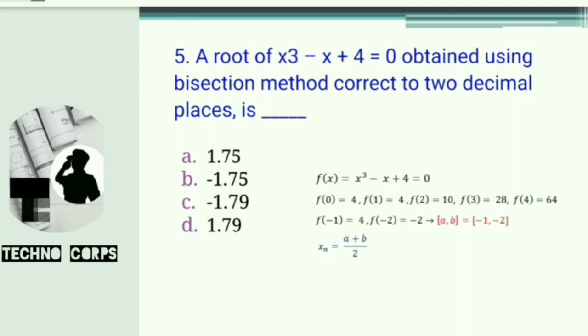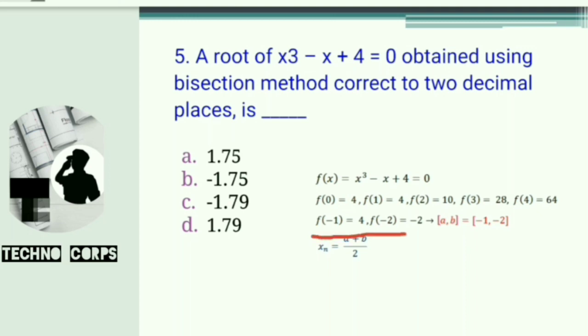So here you can see we have gone for the random check, and we got f of 0 as 4, f of 1 as again 4, f of 2 as 10, f of 3 as 28, f of 4 as 64. We can see that in all the values we are getting positive values only, and the values are going far away from the x-axis. This is not going towards the root, so we go for a different random check in a different range.